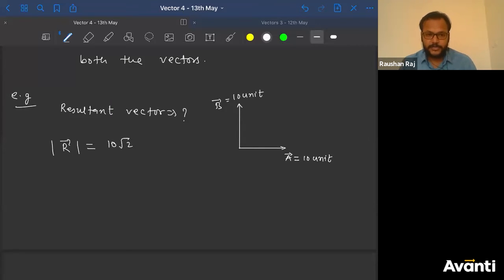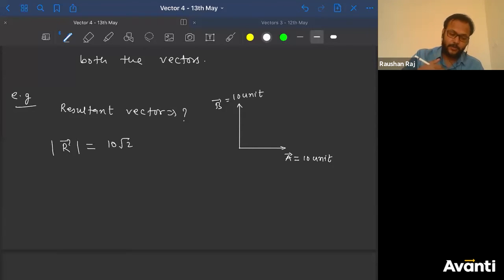How did I get 10 root 2 guys? Angle between them is what, 90. So what is the resultant? Square root of a square plus b square. What is a here? 10. What is b here? 10. तो क्या मिला आपको? 10 square plus 10 square का square root. That means 2 into 10 square. And the square root of that will be square root 2 into 10.